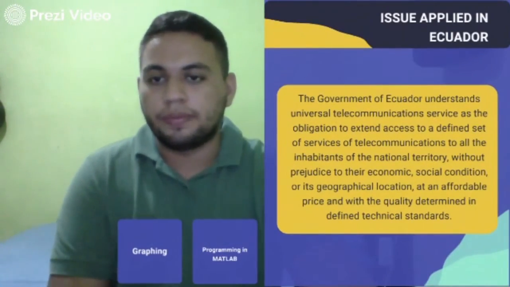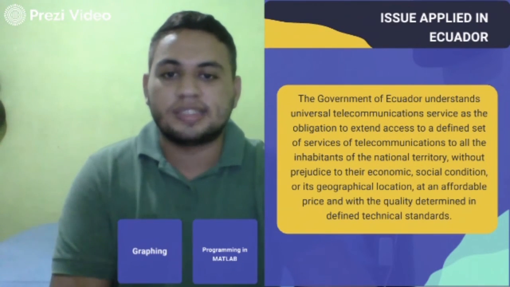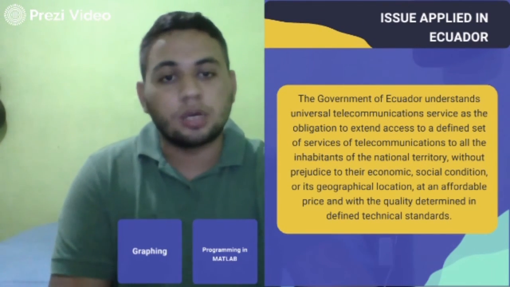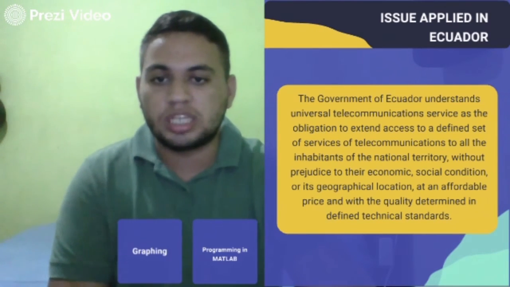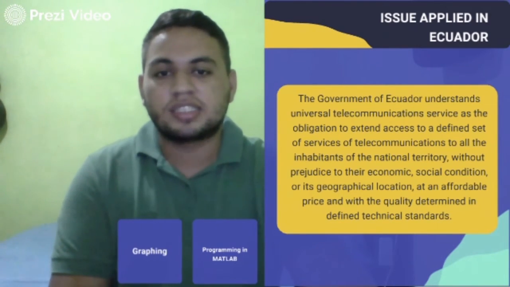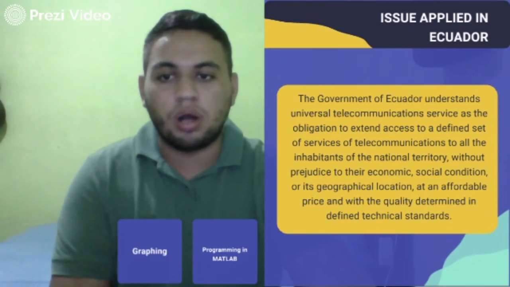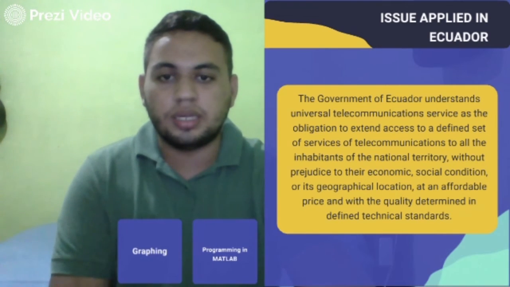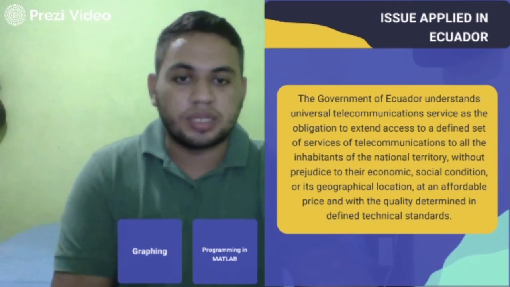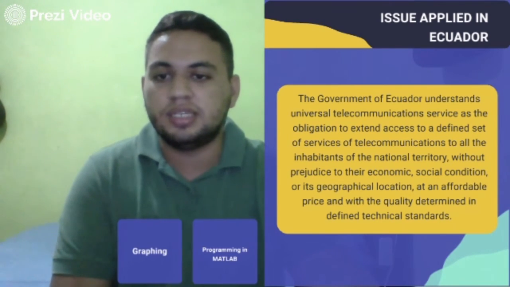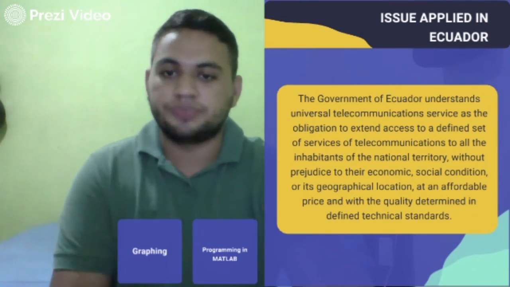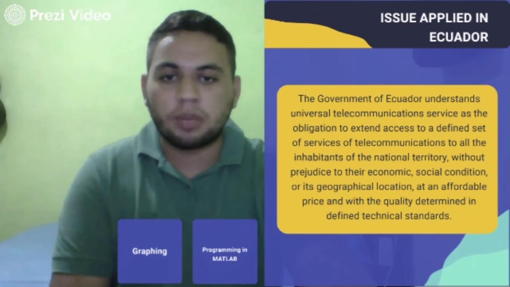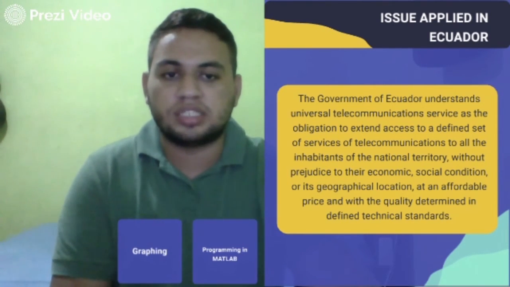Use applied in Ecuador. The government of Ecuador understands universal telecommunication service has the obligation to expand access to a defined set of telecommunication services to all the inhabitants of the national territory, without prejudice to their economic, social condition or geographical location, at an affordable price and with quality determined in defined technical standards.